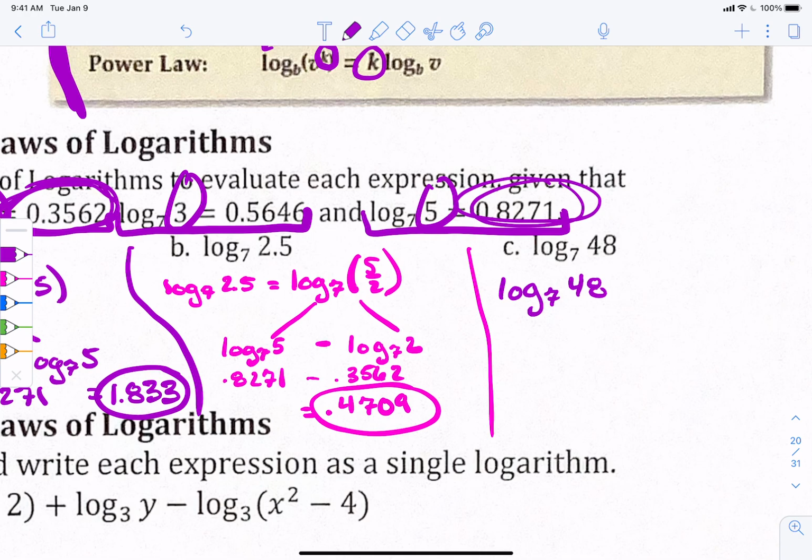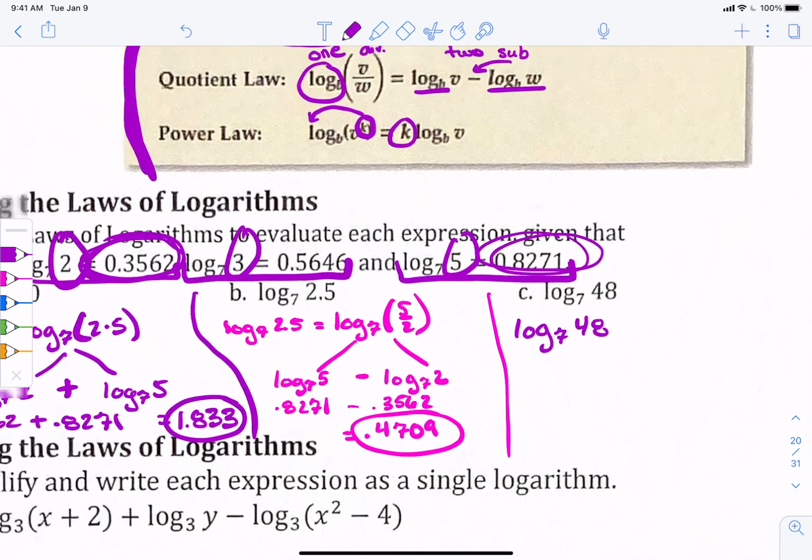Do like log base 7 to 5 to the 4th power. That would be like 625. Is that what you're saying? Or I meant like log base 5 or log base 7 of 5 times that 4 times. Is that what you're saying? Yeah. Or I don't know.